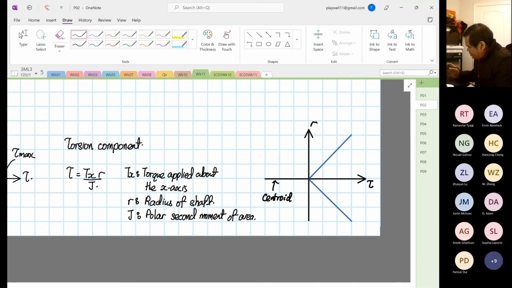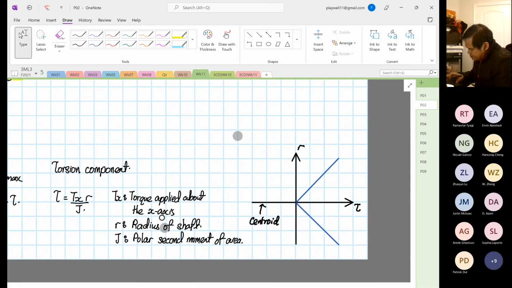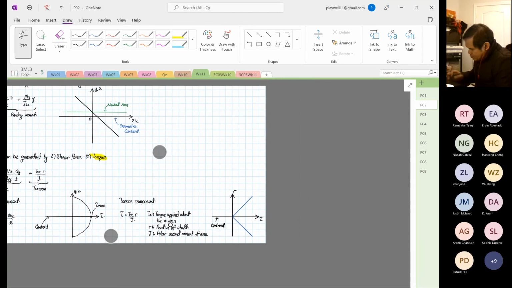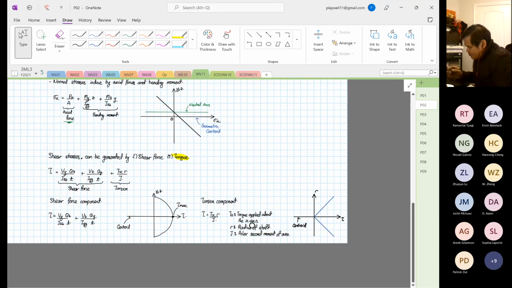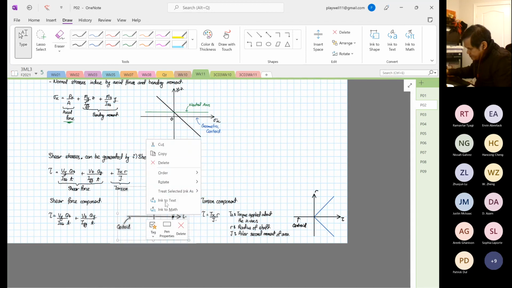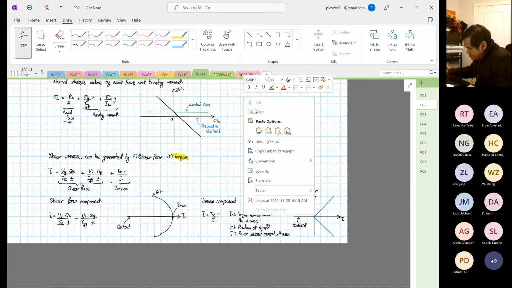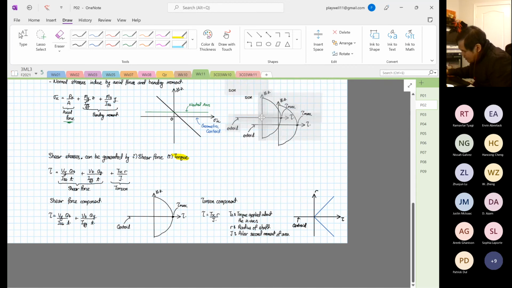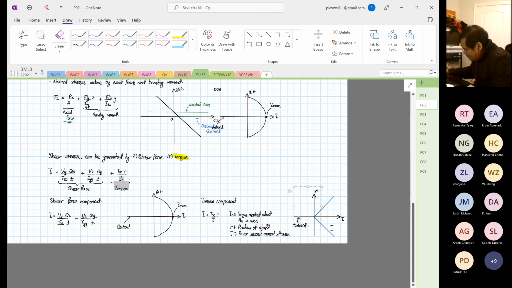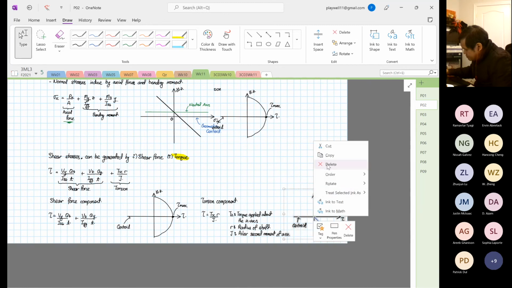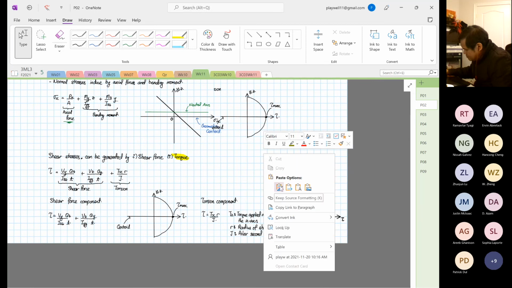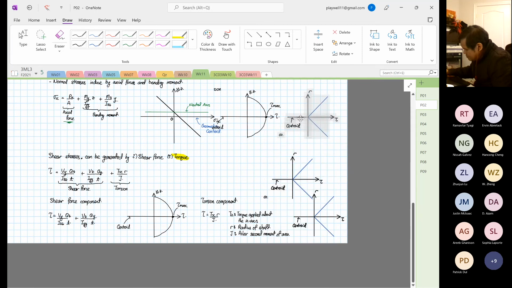Okay, so now if I zoom out to show you the stress field. So it happened to be just nice. So you have this sort of profile, right? Then you have another profile.